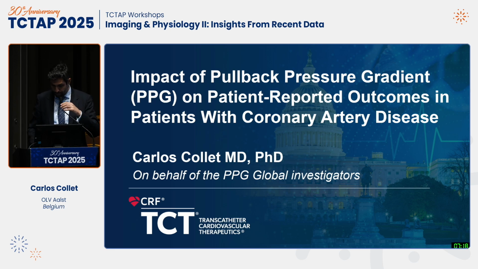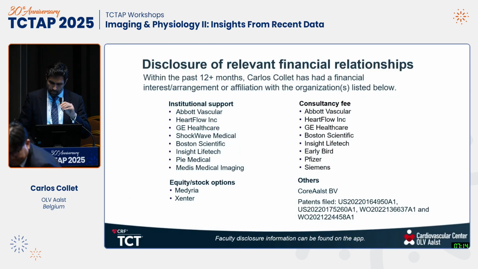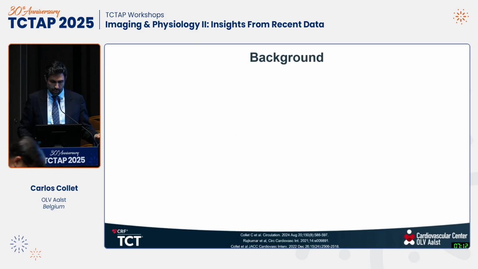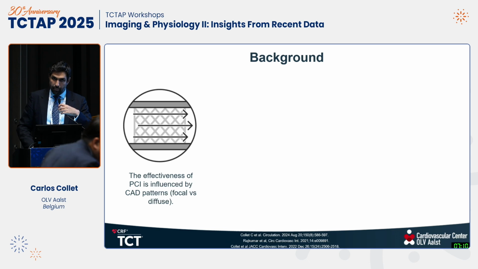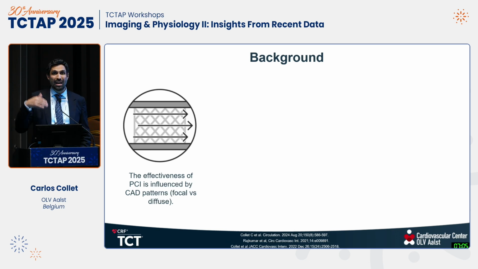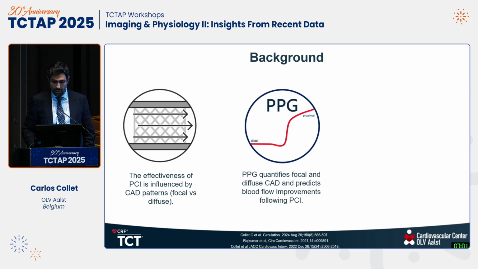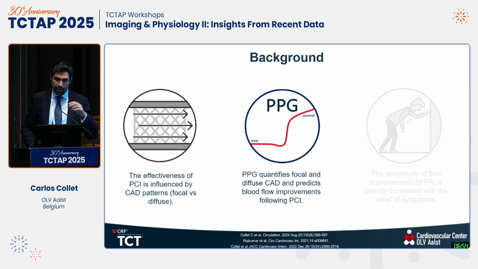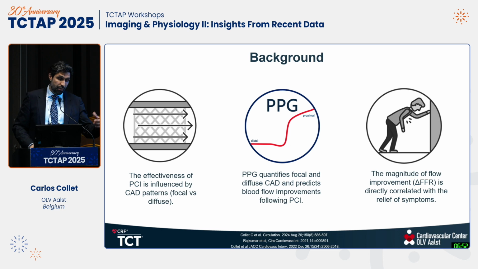And what I'm going to show is the first data. This is a 1-year follow-up of patients, including PPG Global. We'll explain all about that. These are my disclosures. We start with the fact that we recently understood that the effectiveness of PCI, the ability of PCI to improve flow, depends on the pattern of disease. The pattern of disease can be looked at using a pullback curve, and this can be quantified using the PPG.